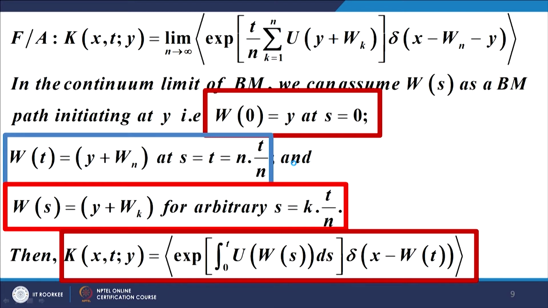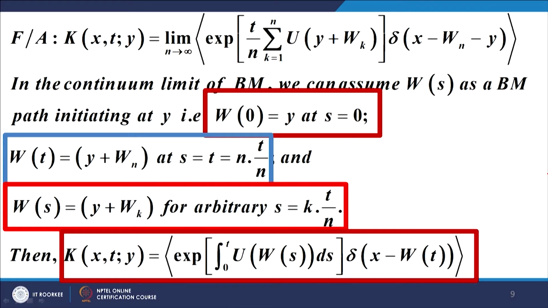What we do is we define a Brownian motion. We define a Brownian motion by the expression that the Brownian path starts at y at t equal to 0. Therefore, W of 0 is equal to y. We define a Brownian motion that way. The Brownian path starts at y. So, we have W(0) equal to y at s equal to 0. S is now the new time coordinate.